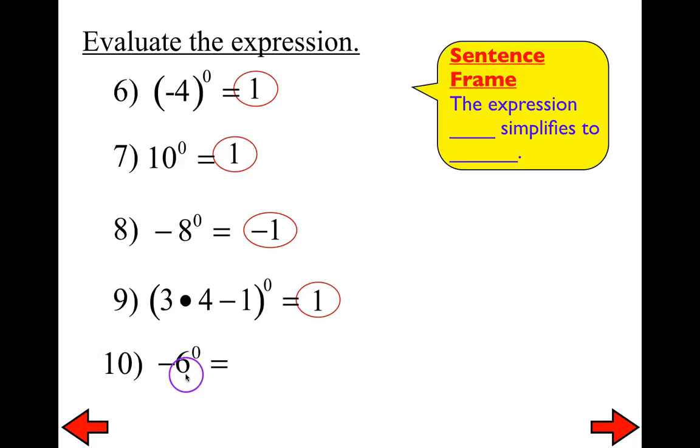Okay, number 10. Again, I would read this as the opposite of 6 to the 0 power, because there's no parentheses indicating that this base is negative. So the opposite of 6 to the 0 power. First, what is 6 to the 0 power? It is 1. And then you have to take the opposite of it, so it would be negative 1.